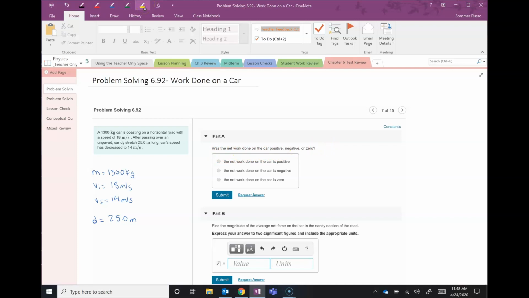You only needed one part of the sentence to find this, and that's that the car's speed decreased. If we have a decrease in speed, we're going to have less kinetic energy than we started with. Our final kinetic energy is smaller than our initial, so when we do that subtraction, we get a negative. So the net work done on the car is negative.